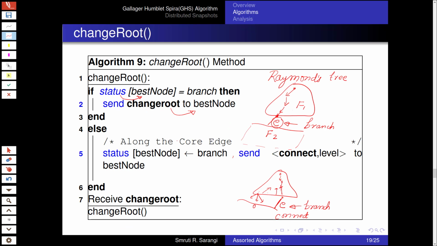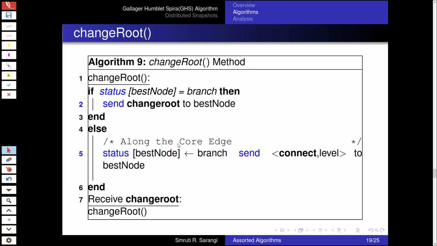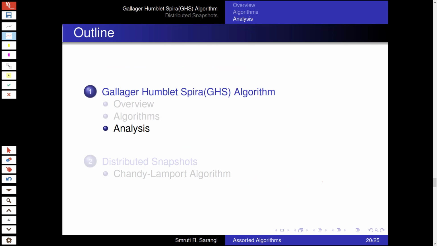So what basically happens at the end is that we set the change root messages, and finally a change root happens. And so gradually that's the way that your fragment actually expands. Right, your smaller fragments keep joining around core edges, and they keep growing. Ultimately, the entire graph becomes a single fragment.